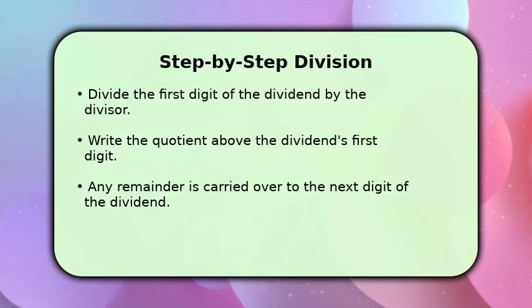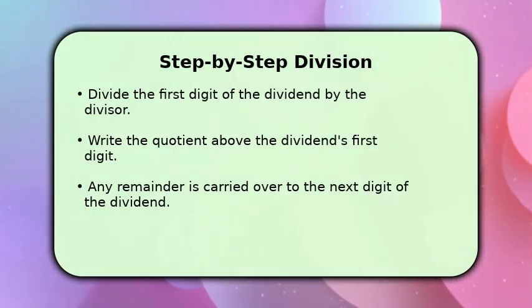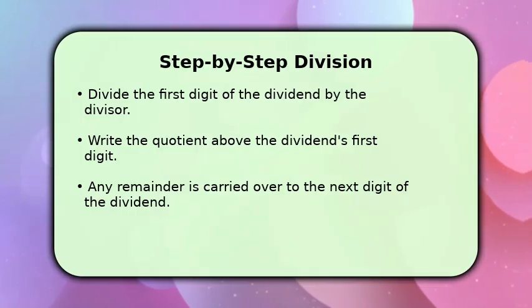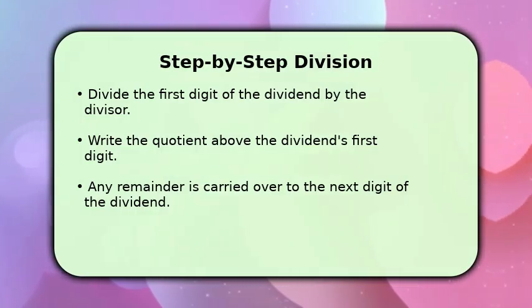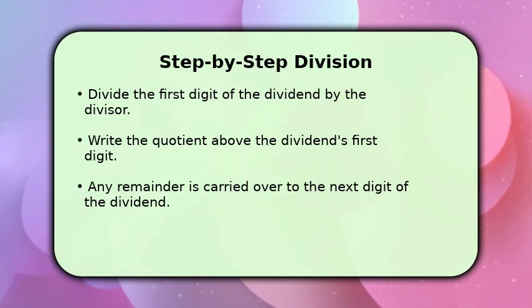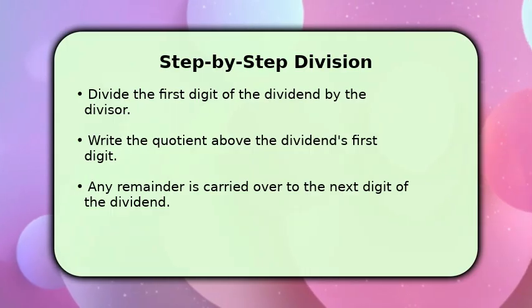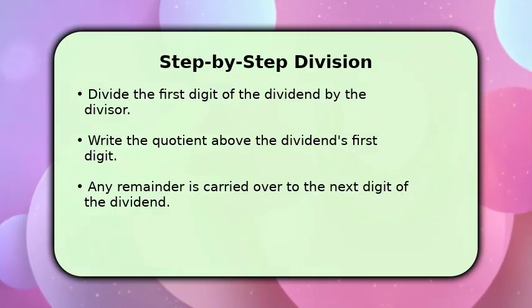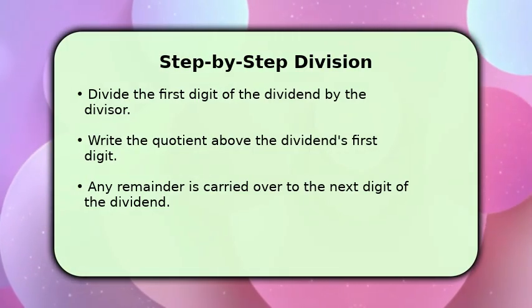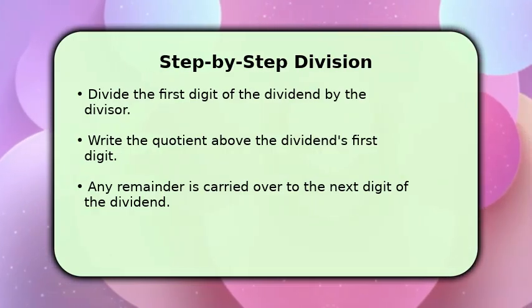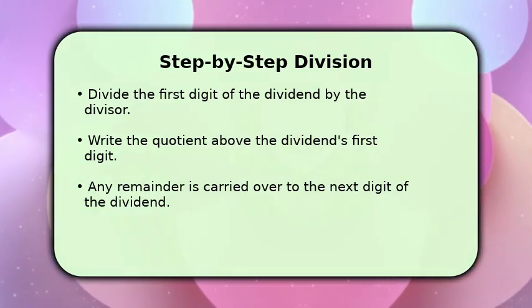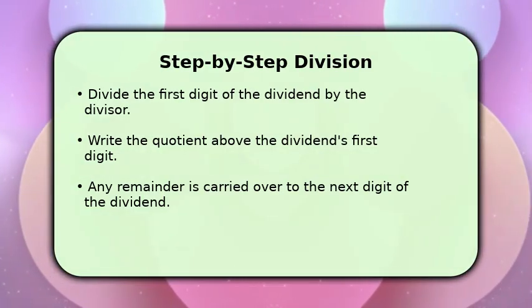Now, let's walk through the division process step by step. Begin by dividing the first digit of your dividend by the divisor. Write the result, or quotient, directly above that first digit. If there's any remainder, carry it over to the next digit of the dividend, forming a new number. Continue this exact process for each subsequent digit until every digit in your dividend has been divided.